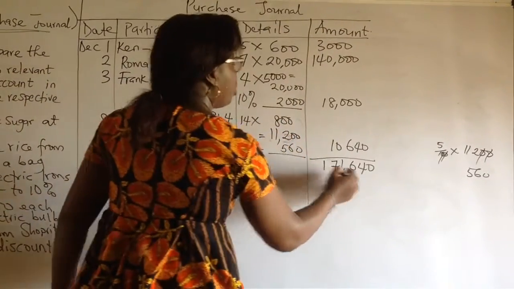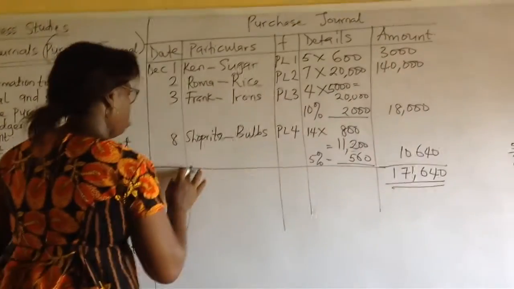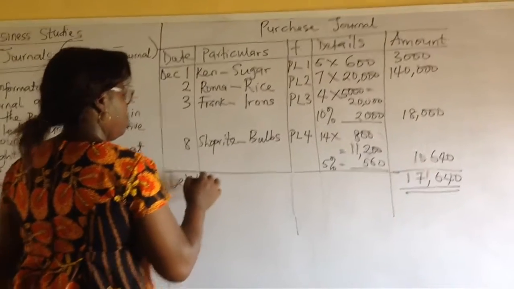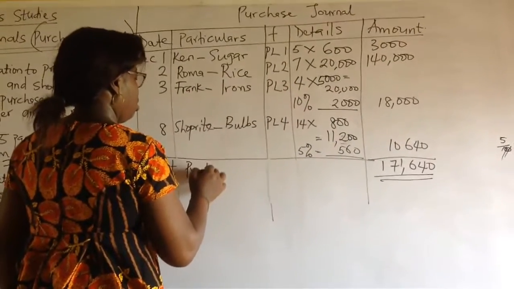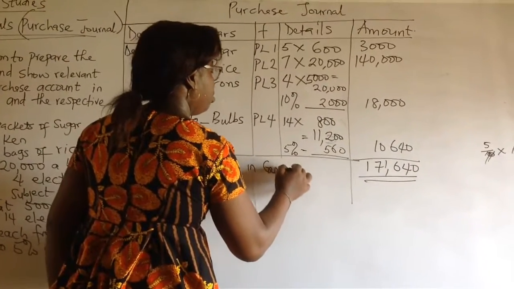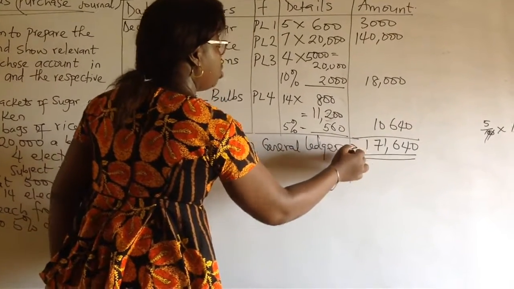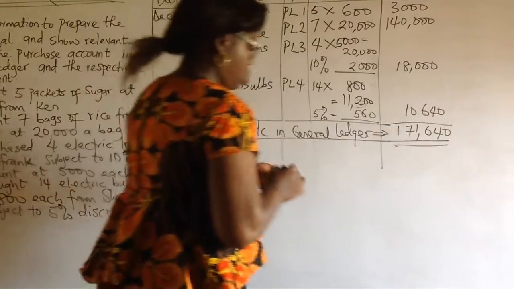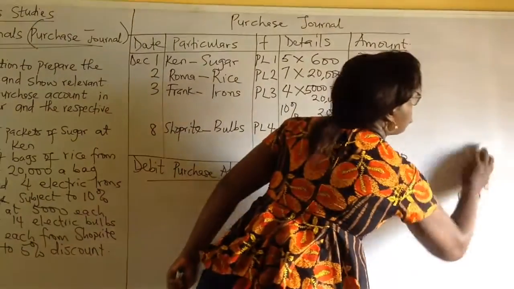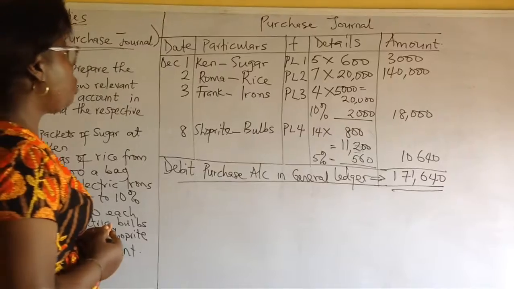171,640. This total, we are going to debit it. So you debit purchase account in general ledger. And this is the amount you are going to debit. So this is how our purchase journal is posted.